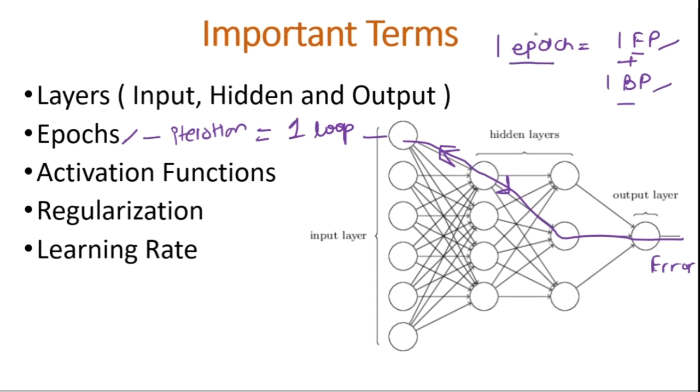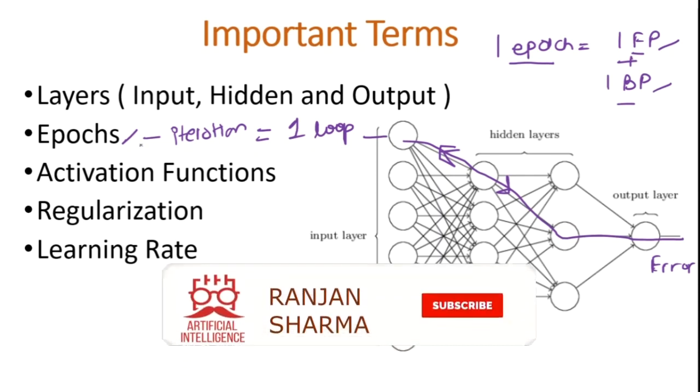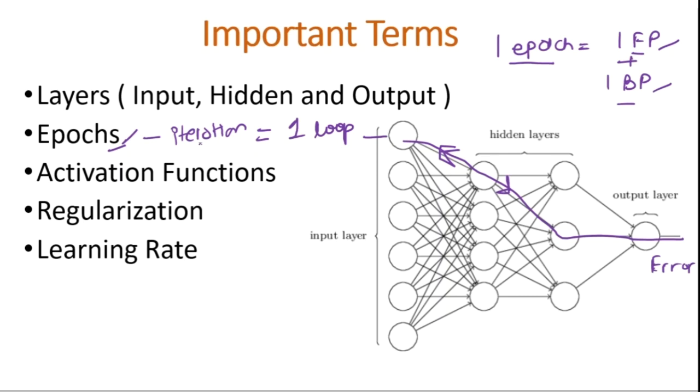So epoch is just an iteration. We have to define the value of the epochs while designing the neural network, how many epochs we have to iterate. And second is activation functions. Activation function basically achieves non-linearization and normalizes the dataset. So this activation function performs scaling. It is like scaling, but is not exactly a scaling. I will explain activation functions in my next videos.